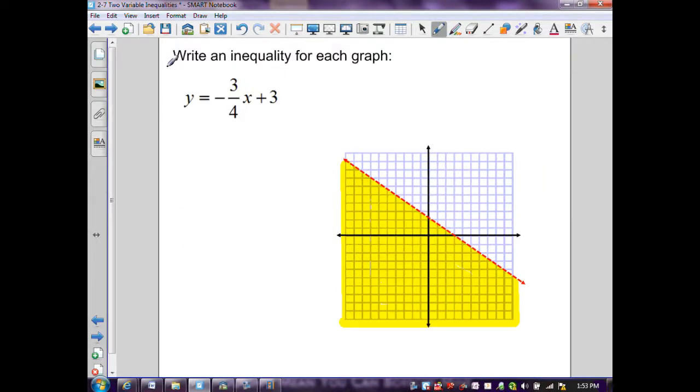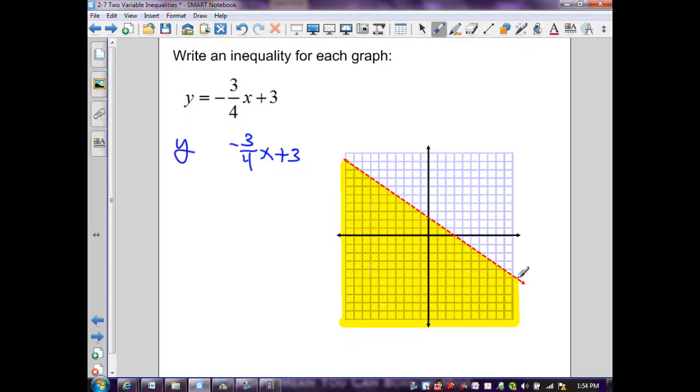On this example, they want us to write an inequality for each graph. The graph is given, and also we're given an equation that represents this graph, but they want us to write this boundary and dashed line as an inequality. We know that I'm going to have my value of y on the left, and on the right side, negative 3/4x plus 3. I need to determine if this is going to be less than or greater than, and also whether this is going to be less than or equal to or greater than or equal to.